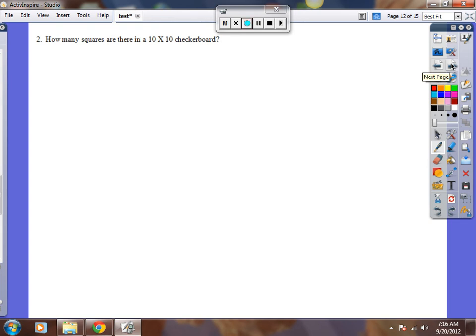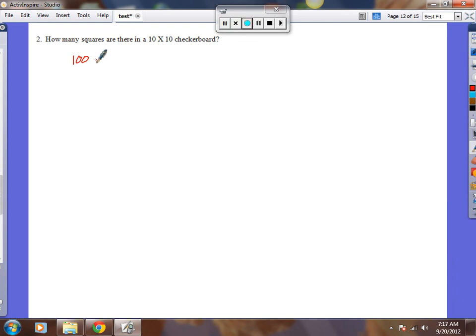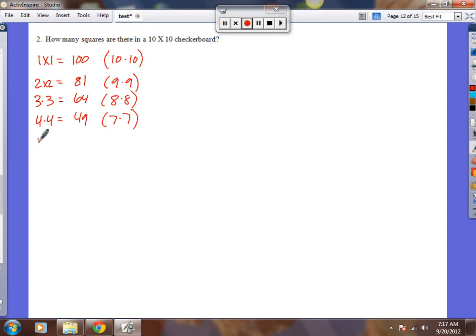Checkerboard. How many squares are in a 10 by 10 checkerboard? We know that there are going to be 100 little squares. The 1 by 1 squares, there's going to be 100 of them, and I get 100 from doing 10 times 10. Okay, the 2 by 2 squares, there's going to be 81. I get that from doing 9 times 9. The 3 by 3 squares, there's going to be 64. I get that from doing 8 by 8. The 4 by 4s, there's going to be 49. I get that from doing 7 by 7.